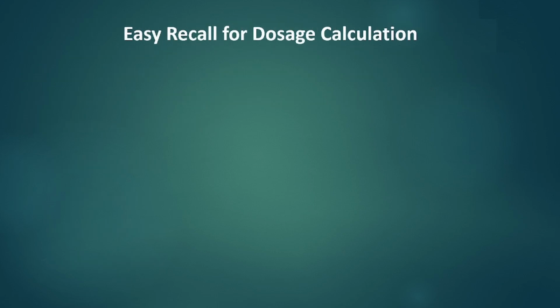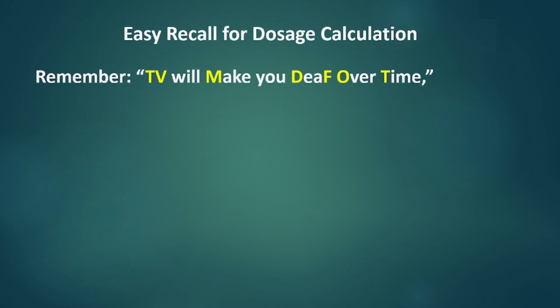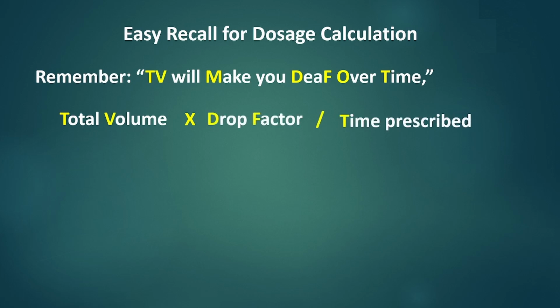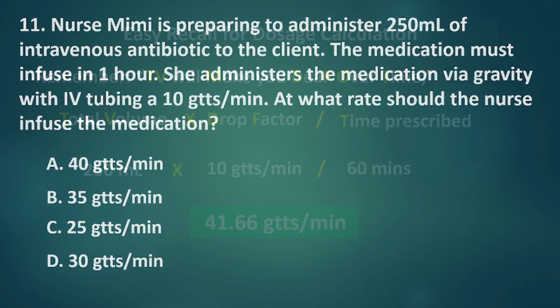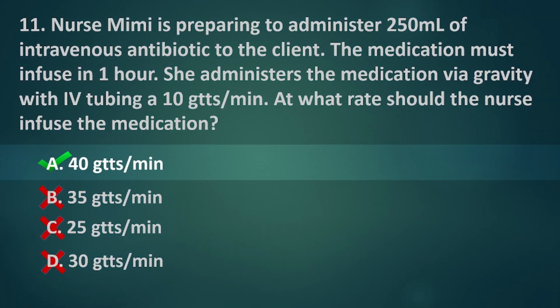To easily recall the dosage calculation, just remember the phrase, TV will make you deaf over time, which is interpreted as TV for total volume, make for multiply, deaf for drop factor, over or divided by time prescribed by the physician. In our scenario, the total volume is 250 milliliters, multiplied by our drop factor of 10, divided by 1 hour converted to minutes, which is 60. The result would be 41.66 drops per minute. Therefore, the correct answer is letter A.